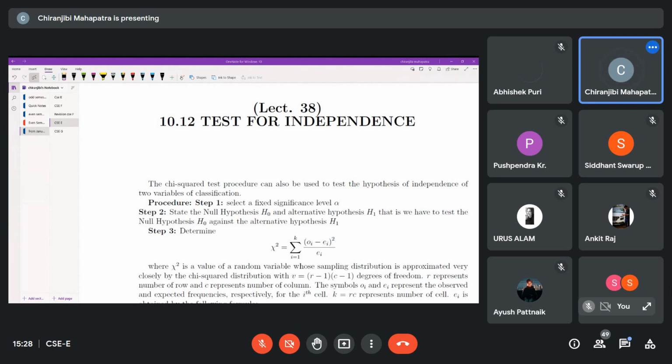Okay, so the chi square test procedure can also be used for testing the independence of two variables of classification, not numerical, any classification variable. For example, smoking and disease, cancer. Okay, so smoking causes cancer. Okay, so are they independent or are they related actually? So how to do the test for independence?